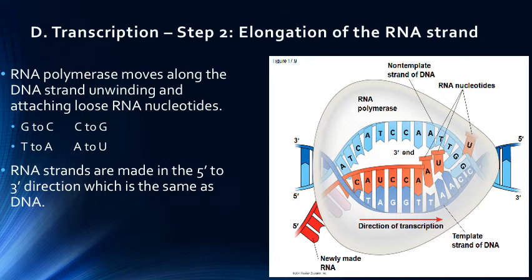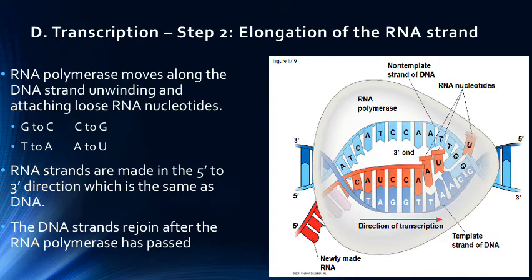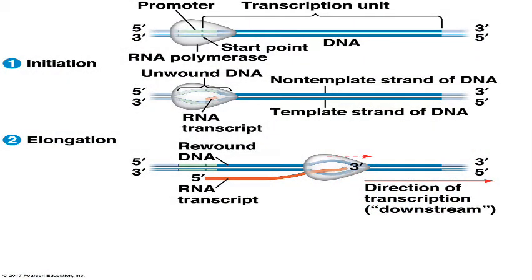So the RNA strands are made in the 5' to 3' direction, and that's the same as we discussed in DNA replication. It happens in the same direction. After the RNA has passed, then the two strands of DNA rejoin, and those hydrogen bonds reform. So here's just going back to that picture on page 343 of your books showing the elongation.